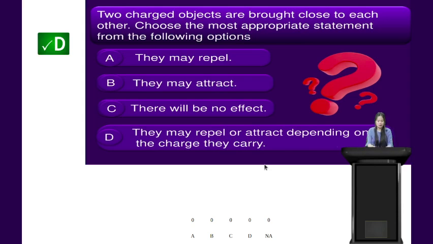If you bring in two positive charges, they will repel. If you bring in two negative charges, they will repel. If you bring in one positive and one negative charge, then they will attract each other. So the correct answer for this question is they may repel or attract depending on the charge they carry. Okay, so option D is the correct answer.